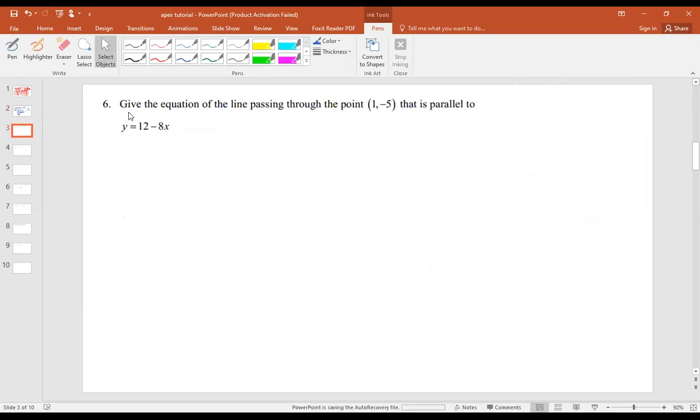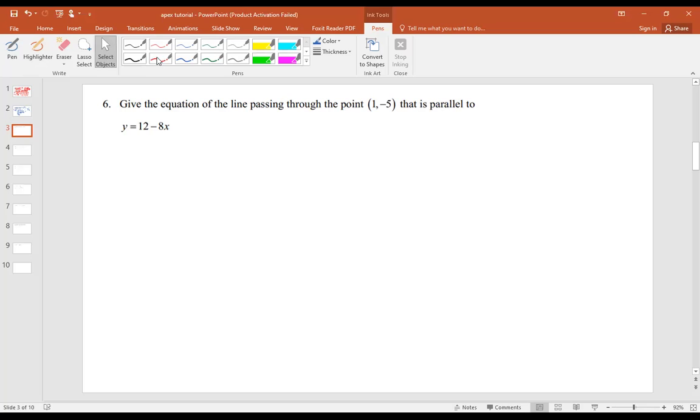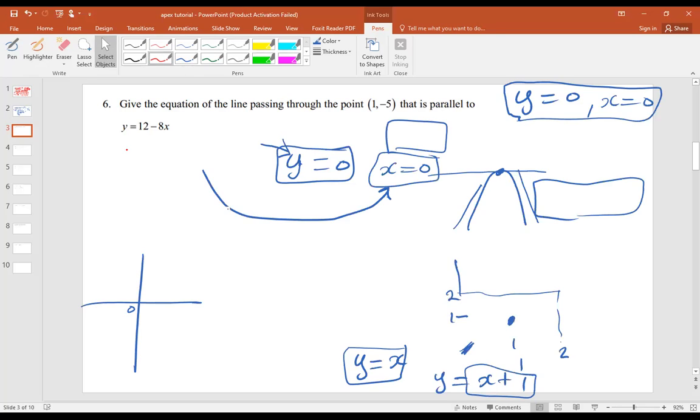Okay. So we also have this question here, which says, give the equation of the line passing through the point (1, -5) that is parallel to y is equal to 12 minus 8x. So this is also a very simple question.